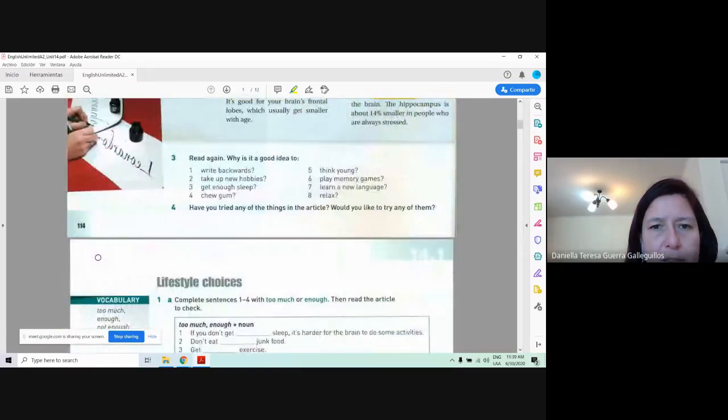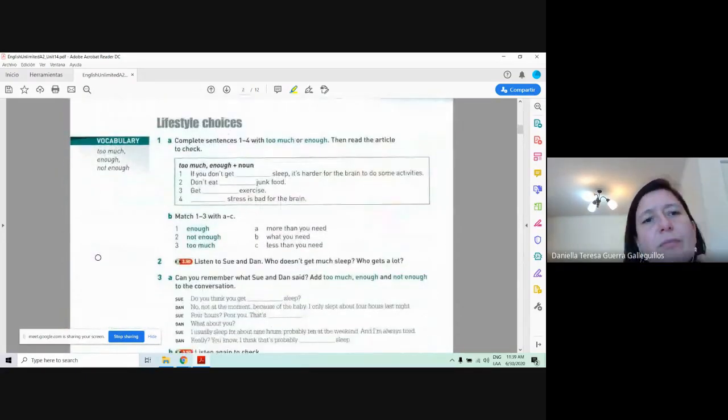Now look at this. Too much, enough, and not enough. Let's complete with this information. Complete sentences 1 to 4 with too much or enough, and then we are going to check. I'm going to give you 1 minute to complete, all right? And then you are going to match 1 to 3 with A to C, all right? Les doy 1 minuto para que hagan esa actividad. Las 1A y 1B.